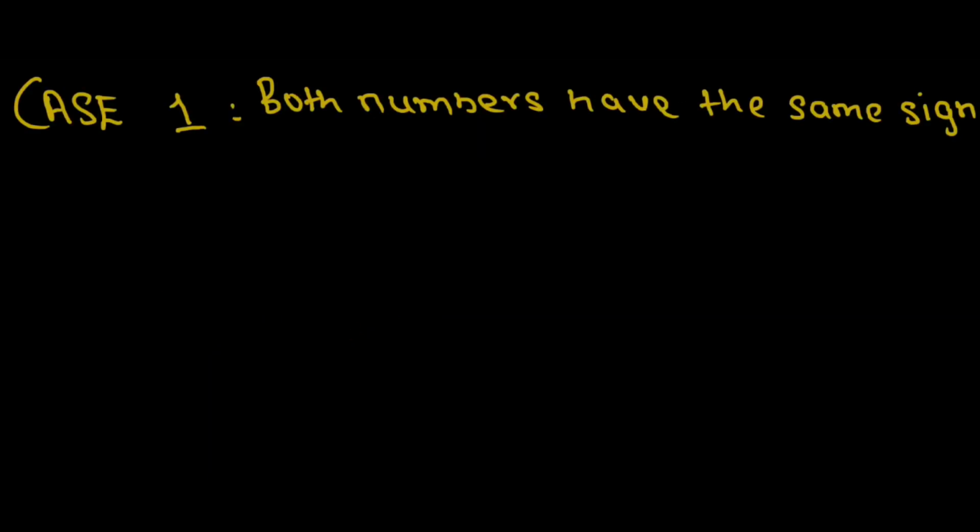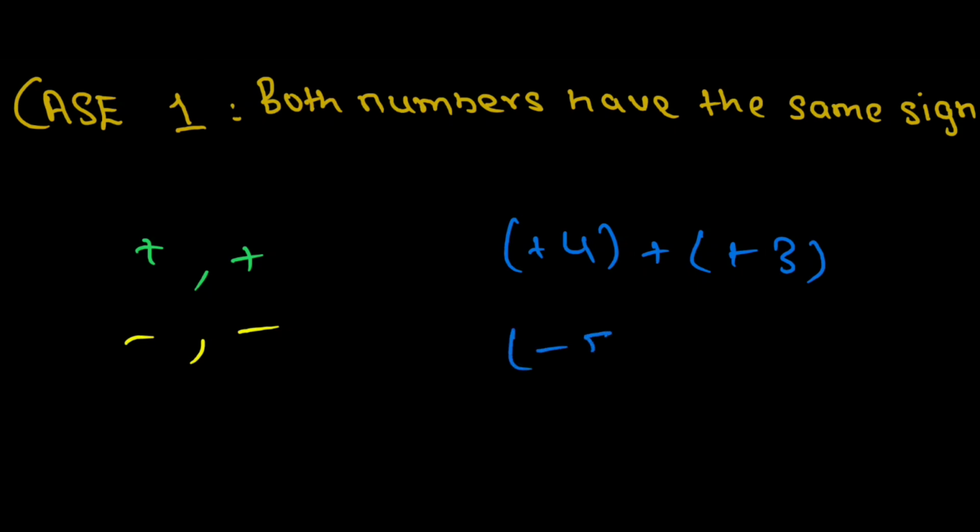Case 1. Both numbers have the same sign. If both numbers are positive or both are negative, just add their values and keep the sign. For example, positive 4 plus positive 3 and negative 5 plus negative 2.